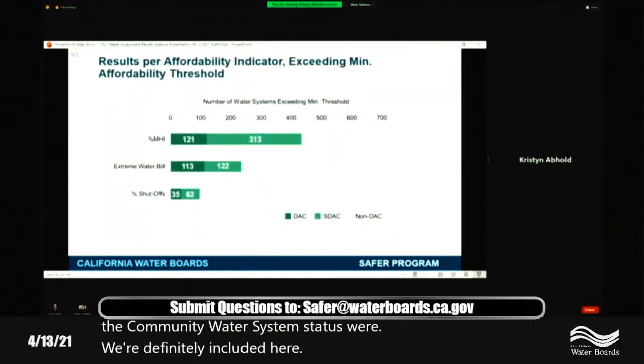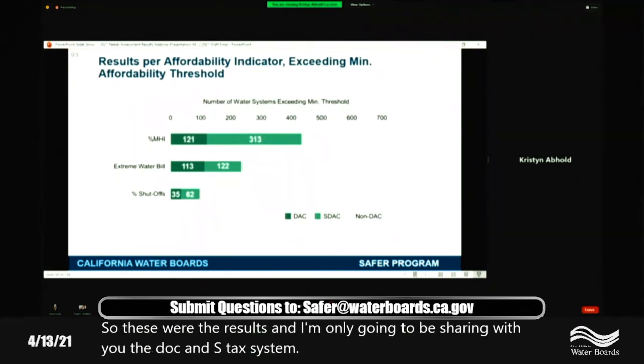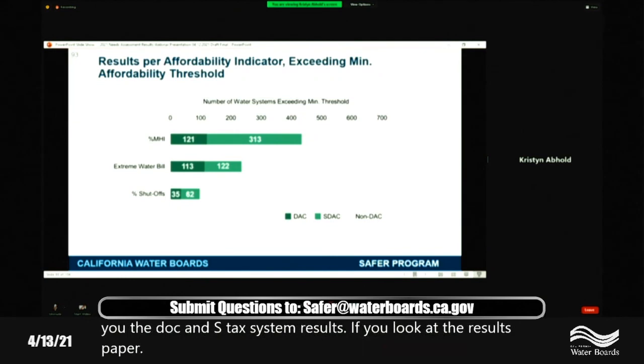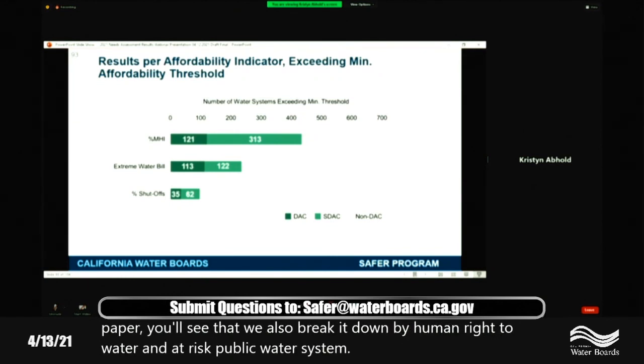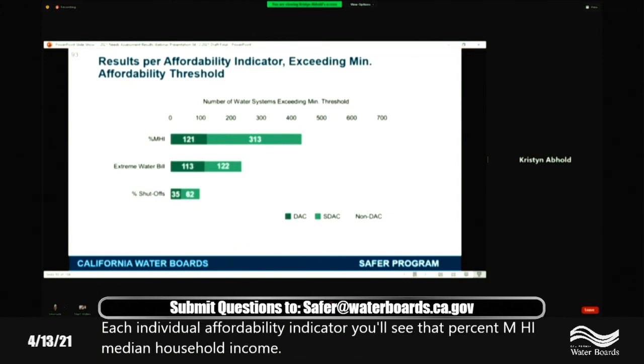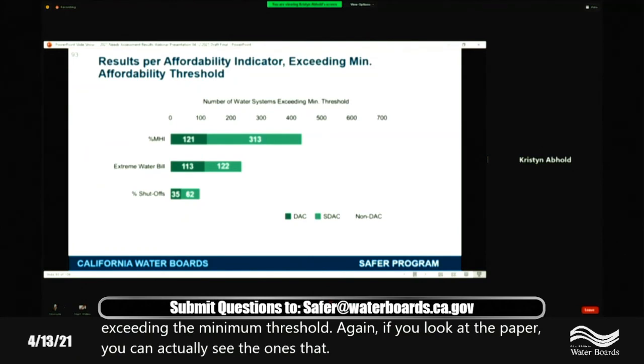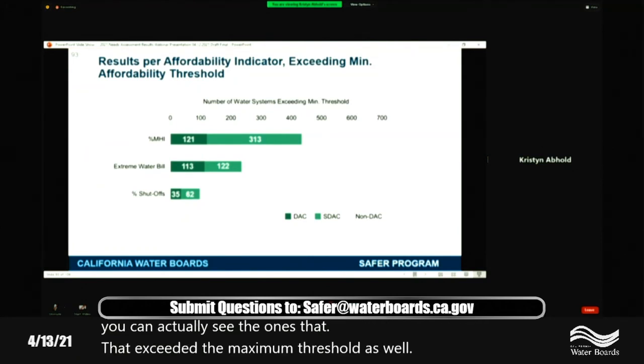So these were the results, and I'm only going to be sharing with you the DAC and SDAC system results. If you look at the results paper, you'll see that we also break it down by human right to water and at-risk public water system status as well. Here we're looking at the performance for each individual affordability indicator. You'll see that percent MHI, median household income, had the most water systems that were exceeding the minimum threshold. Again, if you look at the paper, you can see the ones that exceeded the maximum threshold as well, but we wanted to focus on the minimum thresholds.